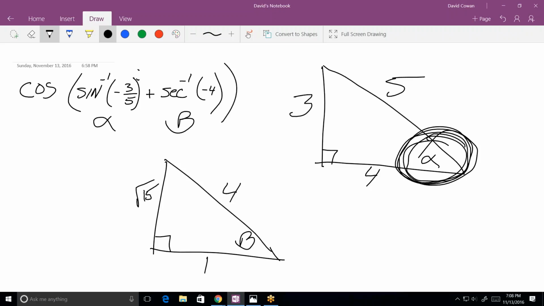Now, let me think about this for a minute. If I could use a calculator, I would know that angle was approximately minus 37 degrees. Let's see if that helps us. Now, on this lower one, that's beta. Which quadrant is that in?